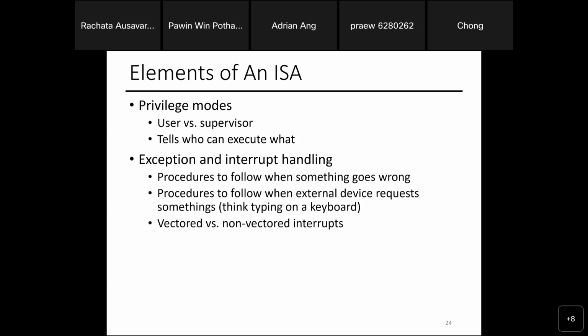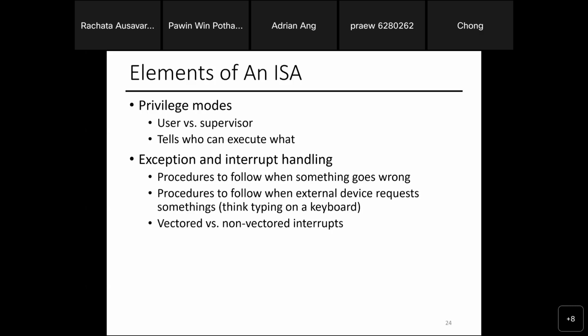The procedure to follow when an external device requests something, like I type something on a keyboard or I move my mouse, right? Imagine a mouse. How many input and output requests are coming from your mouse when you move it? It's actually tracked. Let's say you use a laser mouse. Every input that it registers goes to your computer and it has to handle that. It's quite a lot.